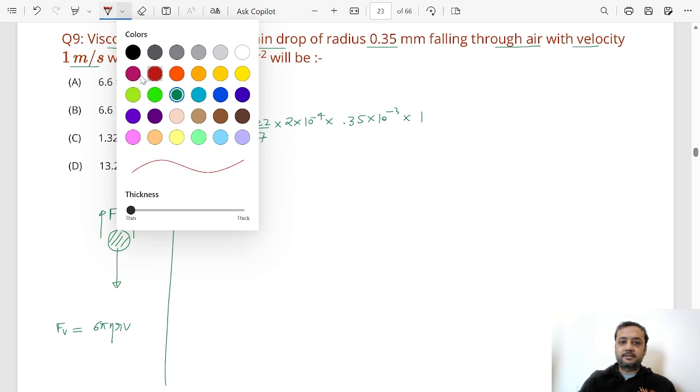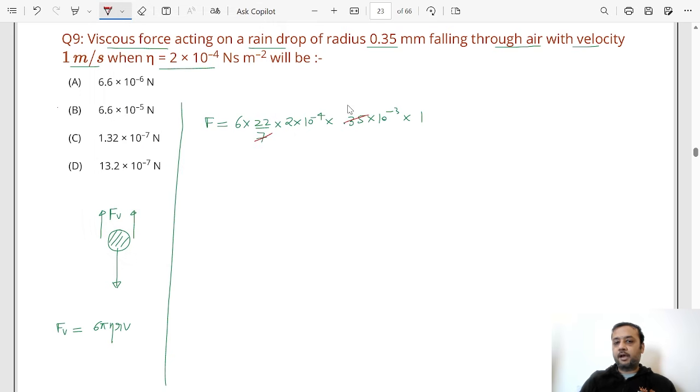So we can just calculate this. Okay, 7 will make it how much? 0.05. Now look, 0.05 into 2 will become 0.1. So here you can write 0.1. And if you combine all the powers of 10, 10 to the power minus 4 minus 3 and 0.1 will become 10 to the power minus 8. 22 into 6 will become how much? 132. So this will become 13.2 into 10 to the power minus 7 newtons. So option D will be the correct answer for this question, right?